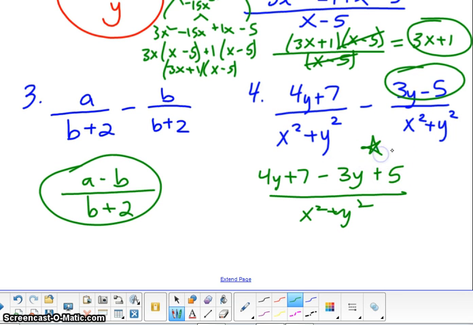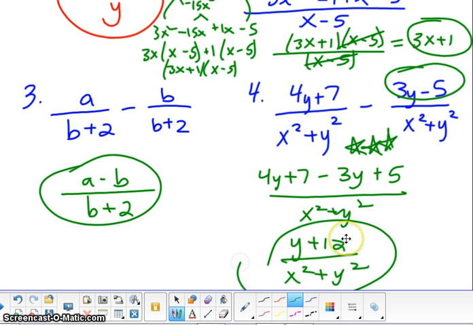So put a little star and just go back to that and remind yourself about that. Putting all the like terms together would be y plus 12. X squared plus y squared would be on the bottom. And there's no factoring that can happen there, so that's going to be your final answer.